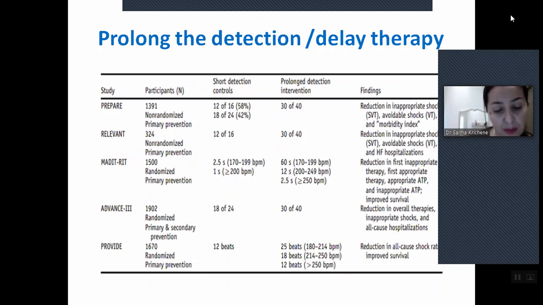For these algorithms, there are many studies, non-randomized and randomized, for primary prevention or for primary and secondary prevention. All these studies compared short detection or conventional programming to a prolonged detection interval. And all these studies proved that prolonged detection intervals reduce inappropriate shocks, reduce appropriate or unnecessary shocks, and reduce mortality.